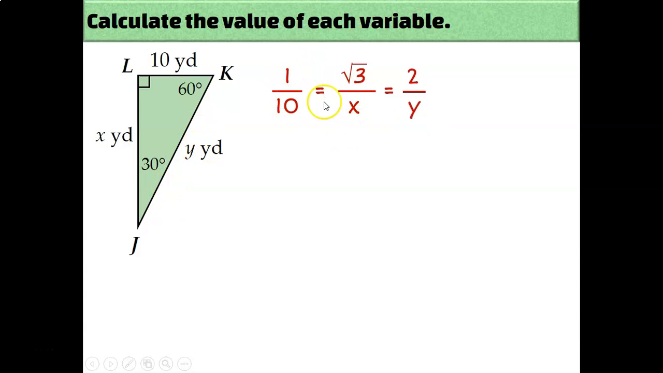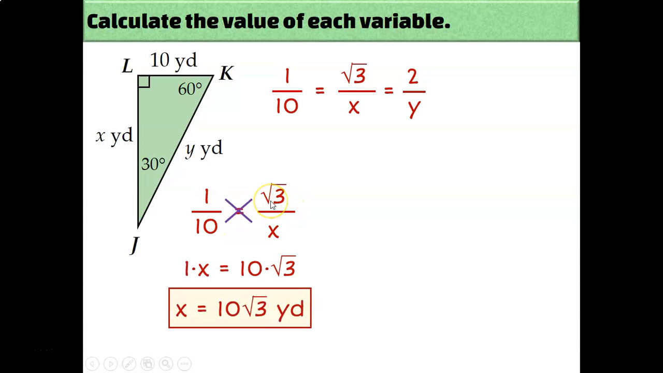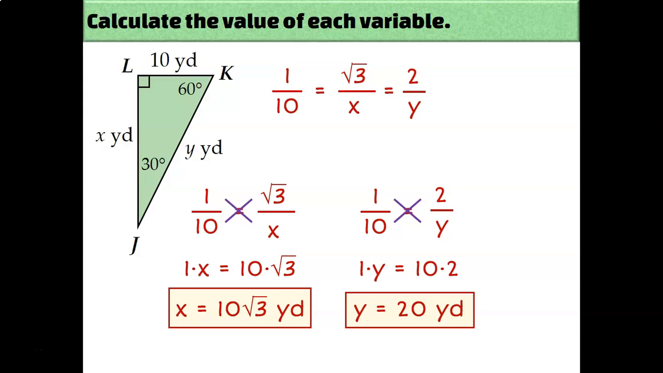So now I'm just going to take two ratios at a time to solve for each of these variables. First I'll say 1 over 10 equals the square root of 3 over x, cross multiply and solve, and I see that x equals 10 root 3. Then I'll take 1 over 10 again, but this time I'll set it equal to 2 over y. Cross multiply, and I get that y equals 20. And that's all there is to it.